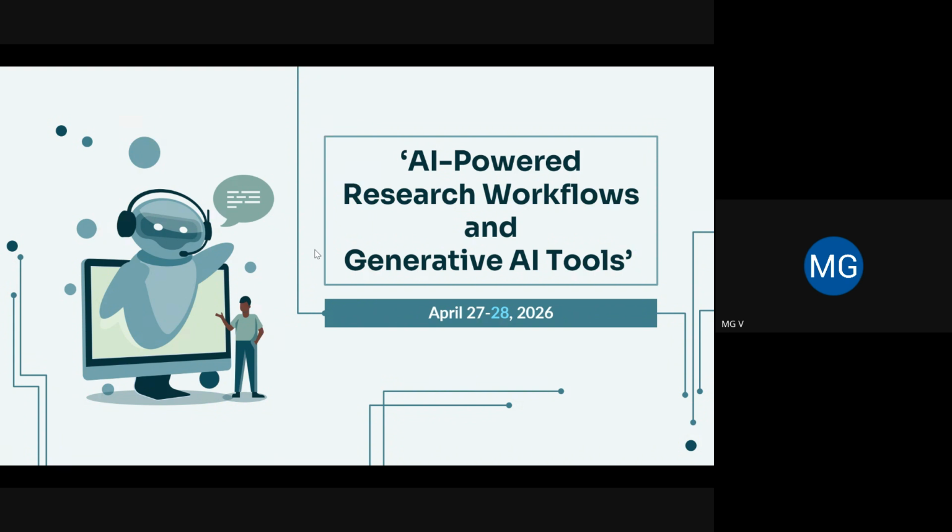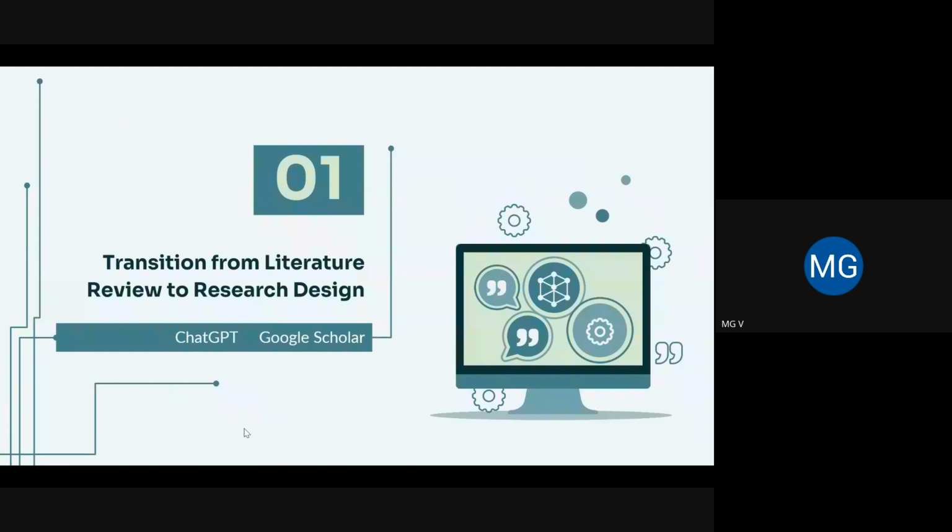So, as we all know, we have started discussion on AI-powered research workflows and generative AI tools. Today is the second day of the session, so let us recap what we have covered. Today we will start our discussion with the transition from literature review to research design, making use of ChatGPT and Google Scholar.